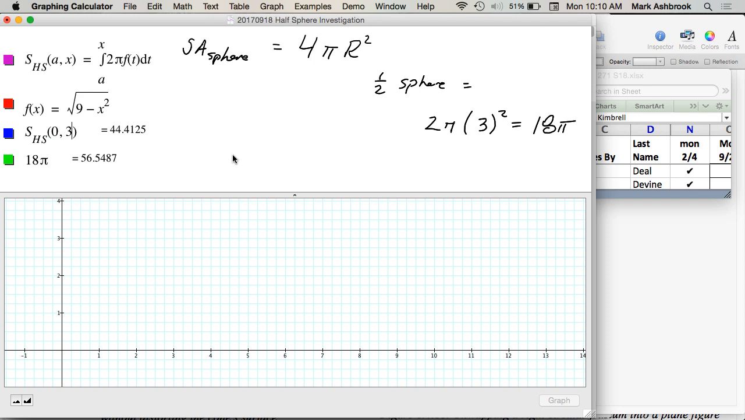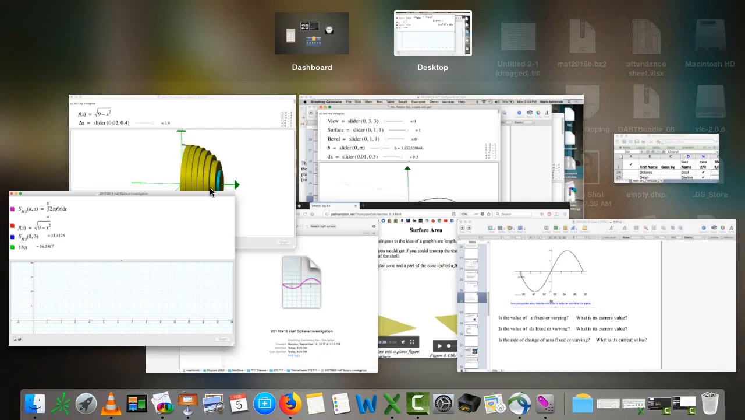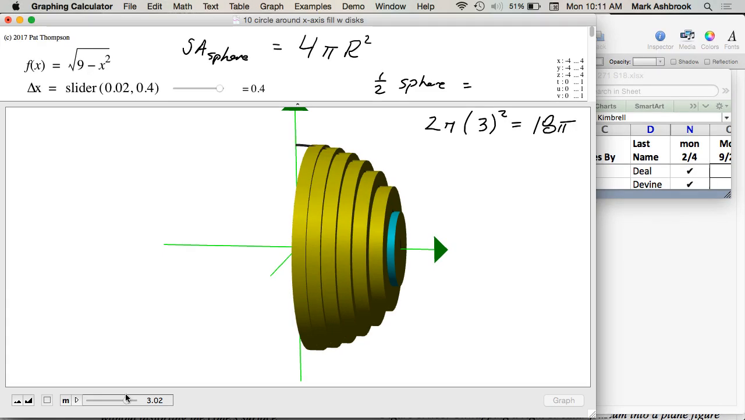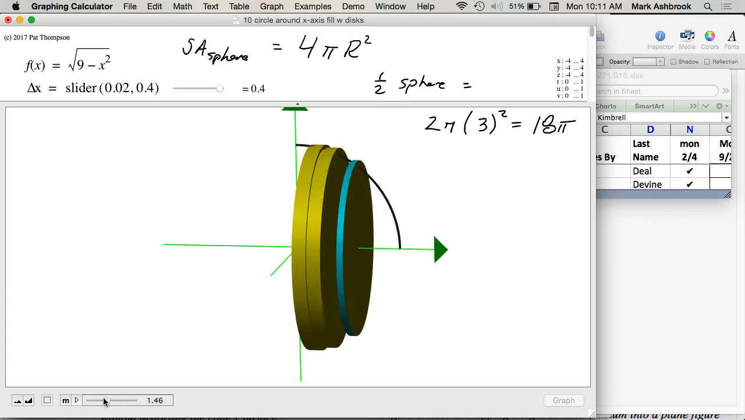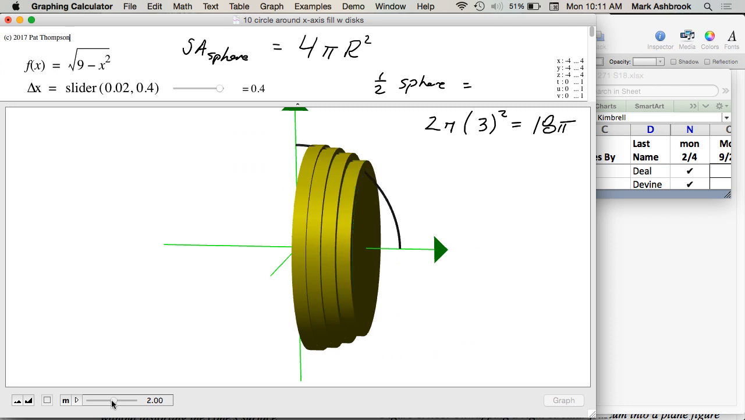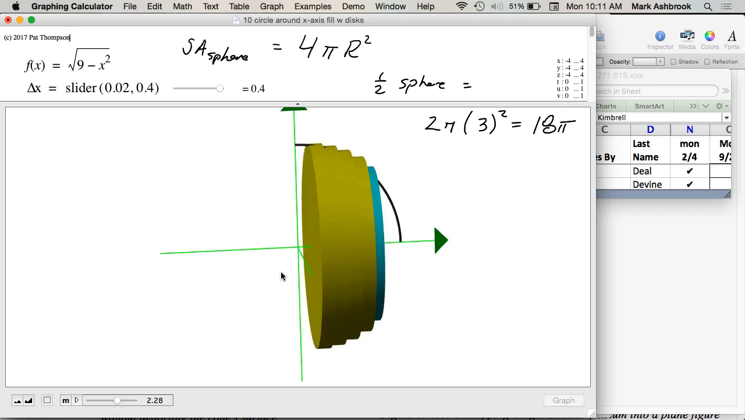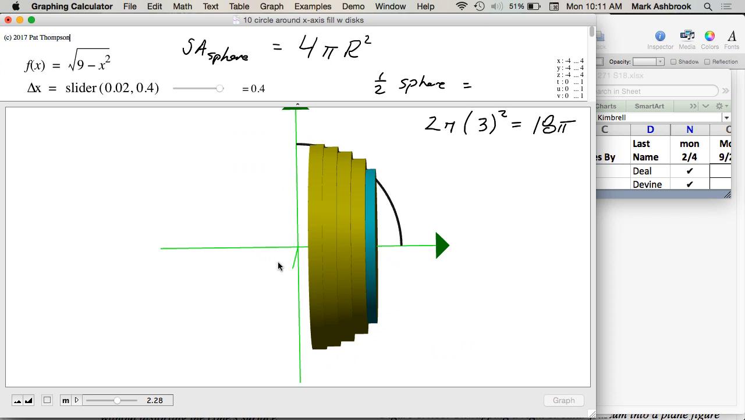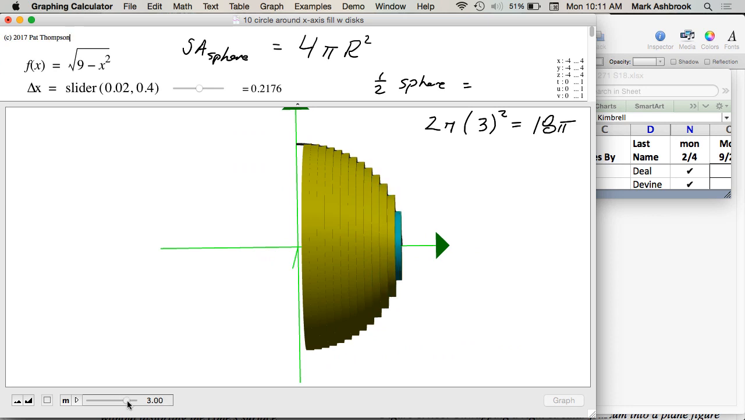So we know the actual surface area is 18 pi. When we test out our rate of change function that we thought might be right, we got something significantly lower. So something is wrong with our approach here. Something's wrong with our rate of change function. So let's take a look at this. What is wrong with this? I'll make delta x a little smaller. Why is this rate of change function not getting us the surface area?